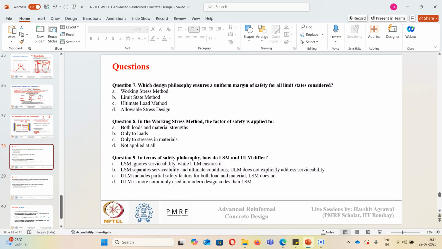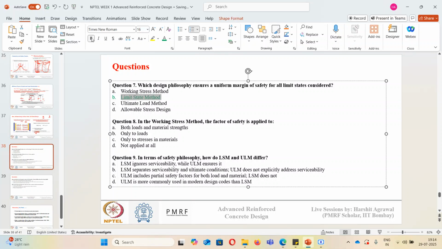Okay, first question: which design philosophy ensures a uniform margin of safety for all limit states considered? We know the answer for this right now. We have discussed it is the limit state method. In limit state method, we are ensuring there is a margin of safety considered for both ultimate condition and serviceability limit state using partial safety factors. So we are taking care of both serviceability and collapse in limit state.